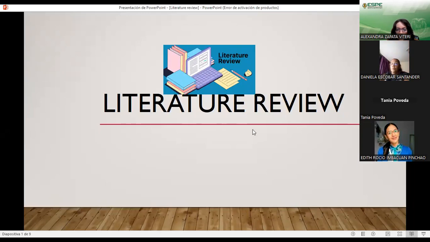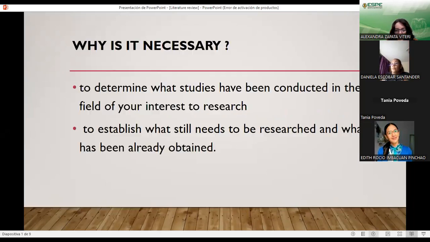Okay. So, literature review. First, we need to understand why. Remember that every step, every action that a researcher develops in a process of research, during the study and before the study, we need to do a lot of things. It's not only what we do during the research. Among them, the most important is to develop the literature review.